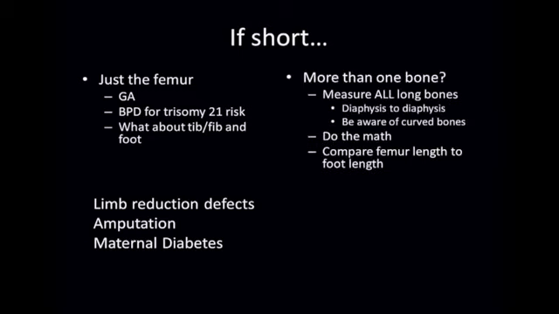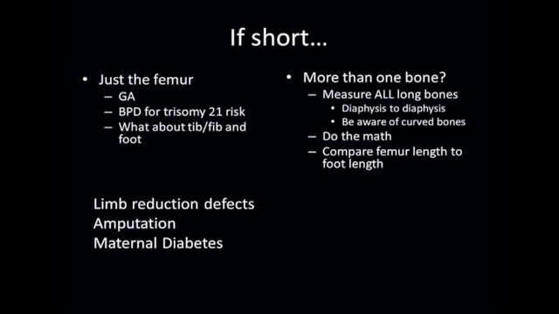If there's more than one bone involved, so you've just looked at one extremity, you've looked at the femur, and the tibia and fibula on that side seem to be small as well, then you really need to look at all of the long bones in that fetus. And we measure all of them diaphysis to diaphysis, just the same way as we do for the femur. You should be aware that curved bones can appear to have different lengths depending on the direction that you take the measurement in.